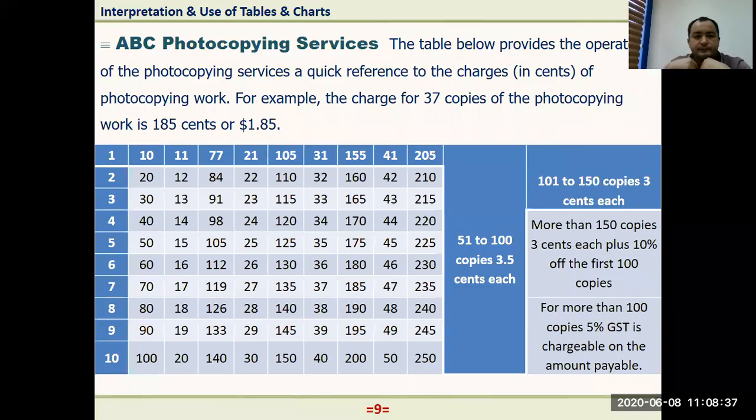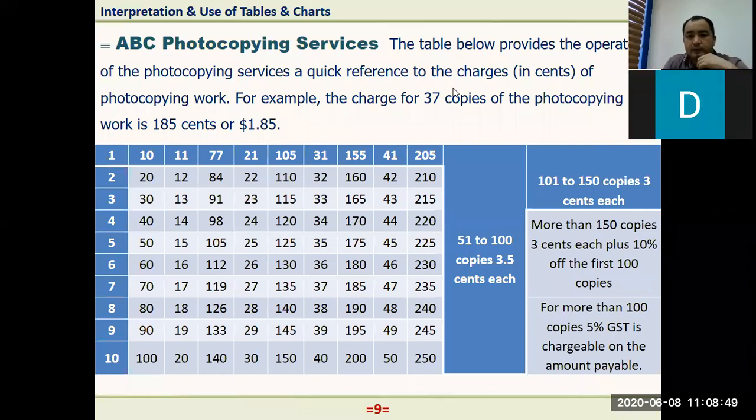All right. Another example is about photocopying services. Here we have ABC photocopying services. The name is ABC. The table below provides the operator of the photocopying services a quick reference to the charges in cents of photocopying work. For example, the charge for 37 copies of the photocopying work is 185 cents.